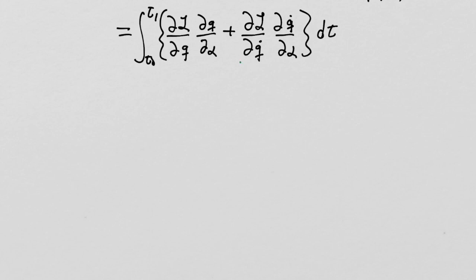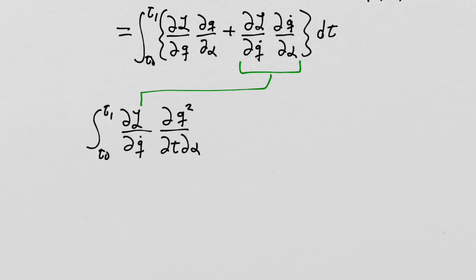Now let's consider this integral first. We'll break it up into two. We'll consider this integral first. And here, this is the same thing as this. Q dot is dQ dt. So I write this as a second derivative, a mixed partial derivative. That's how we're going to write that. Now we're going to solve this. We're going to integrate that by integration by parts.